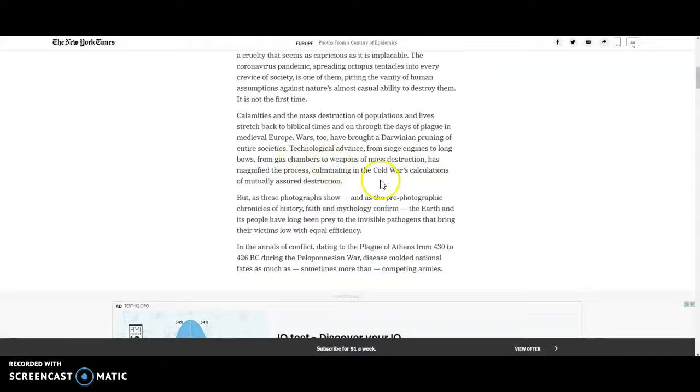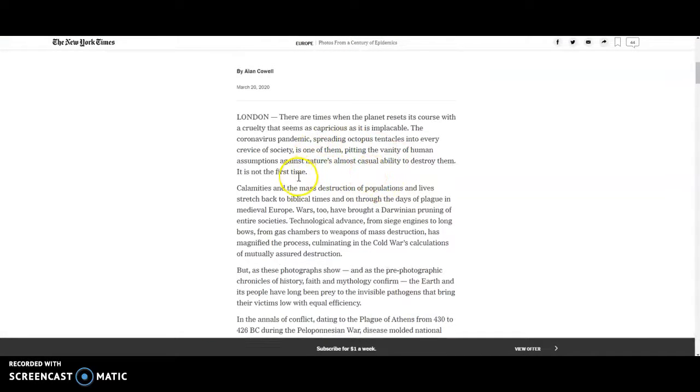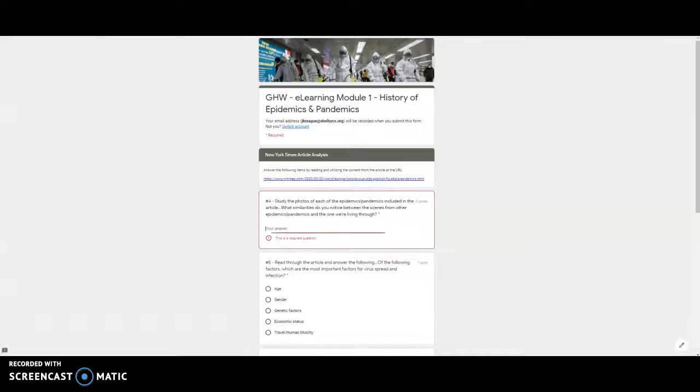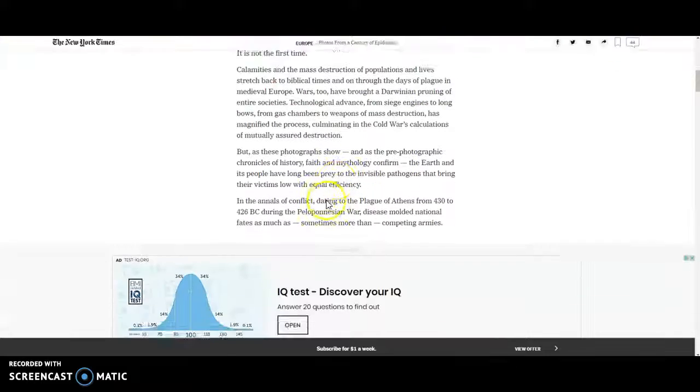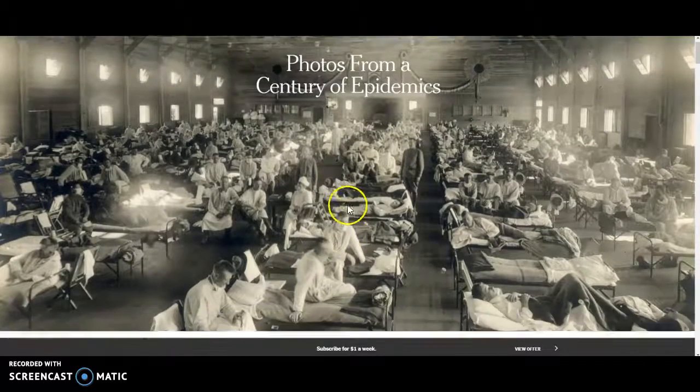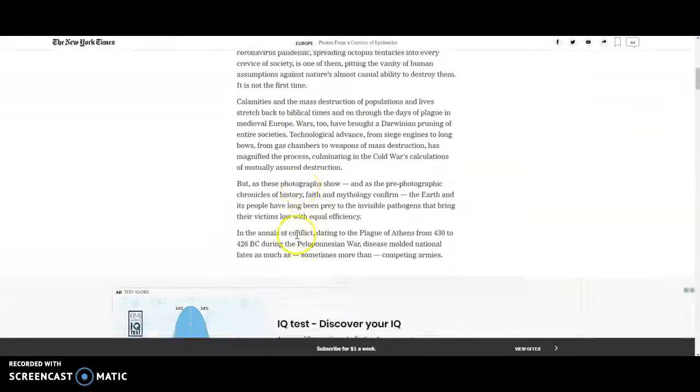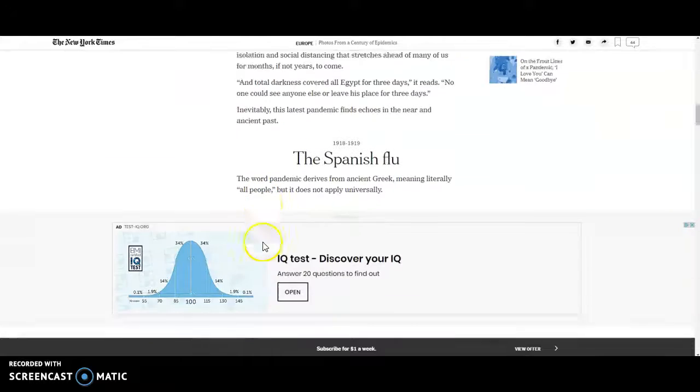And we know the difference between epidemics and pandemics by this point in the activity. But I would read through, but that first one, I'm not reading through. If I go back to it, it says study the photos. So let's just scan the photos at first. So that's the front photo. An emergency hospital in Kansas during the 1918 influenza epidemic. It's bad. So keep going.